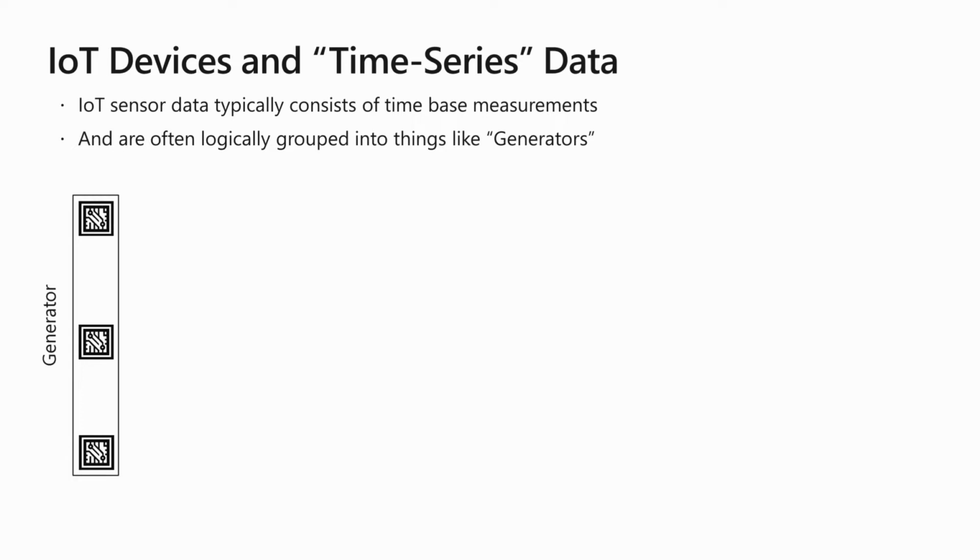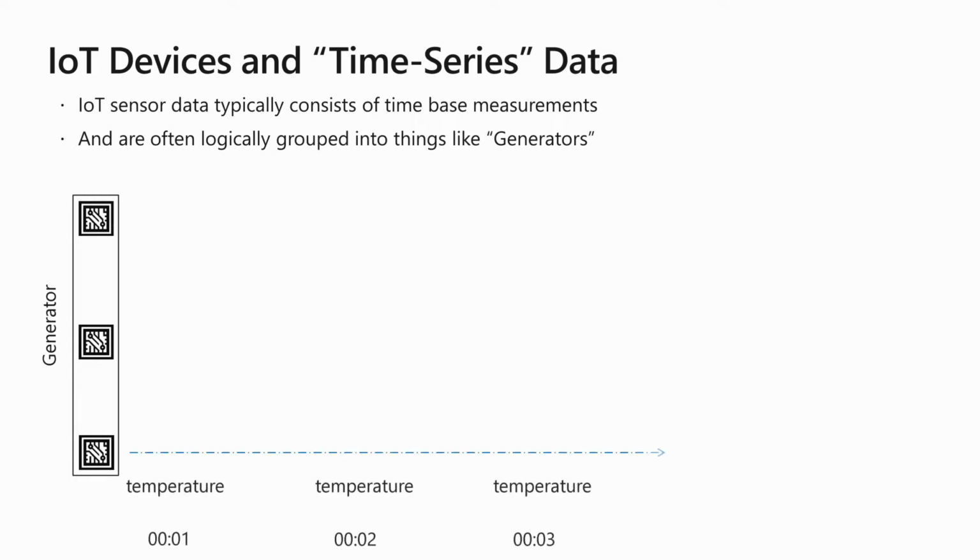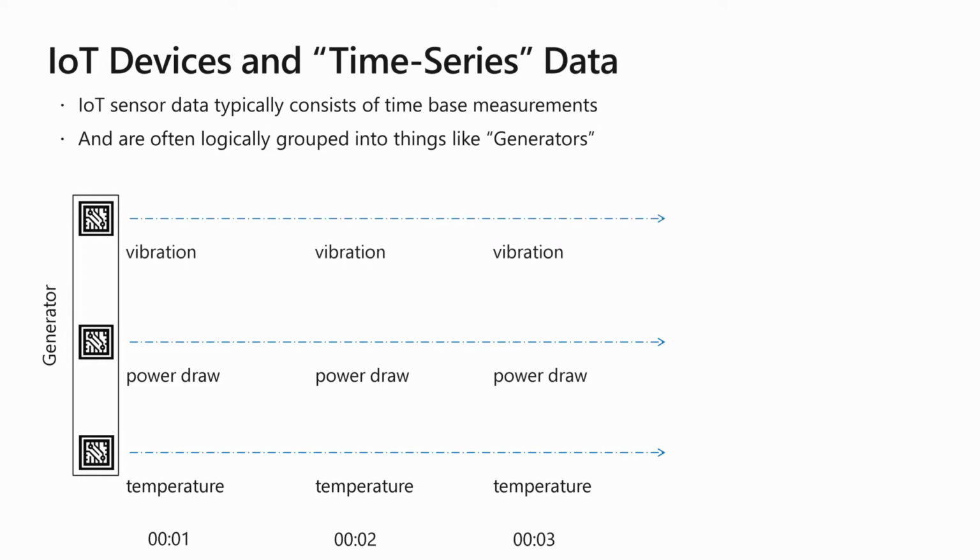Now, this sensor data is typically grouped into logical buckets. So in this case, we have things like generators. And within each of these generators, they're sending messages over time. So in this case, we've got temperature, we've got power draw, and we've got vibration. And each of these disparate signals is emitting telemetry on some set interval. And sometimes these intervals are at the same time, sometimes they're at different times.